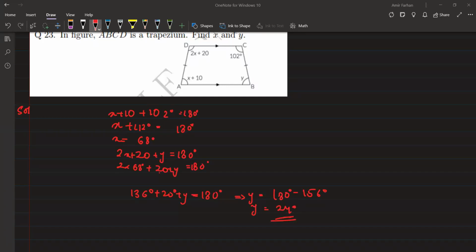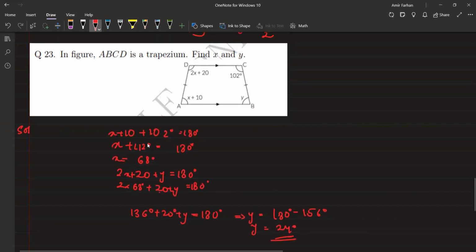No? No, sir. It's not the answer? Okay, no problem. Sir, here I got x is equal to 50 and y is equal to 78. Look, x cannot be 50, because this equation has to equal 180. So how much is 102 and 10? 112. I took angle A plus angle D is equal to 180, and then I got x is equal to 50. And then for y, angle B plus angle C is equal to 180, and I got y is 78.